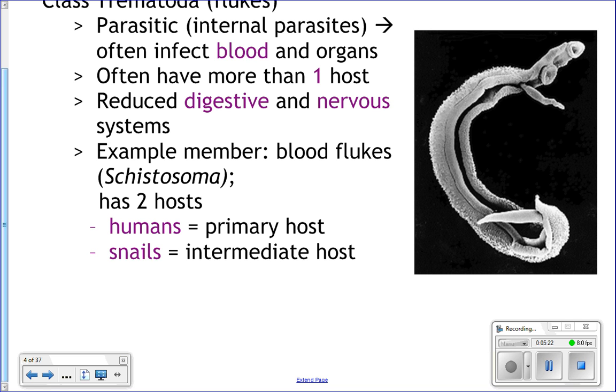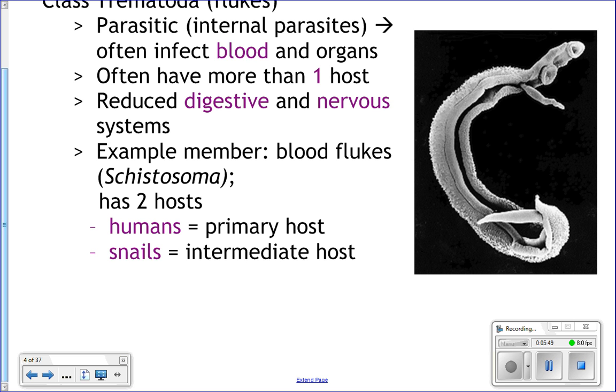And then when they're ready to reproduce, they migrate from your liver to your intestines, where, when you poop, out comes the fertilized eggs of these lovely worms. And then typically that poop gets into the water, and the eggs get into these little snails, and the snails host these eggs, and then they hatch out of the snail and then get back into a human.